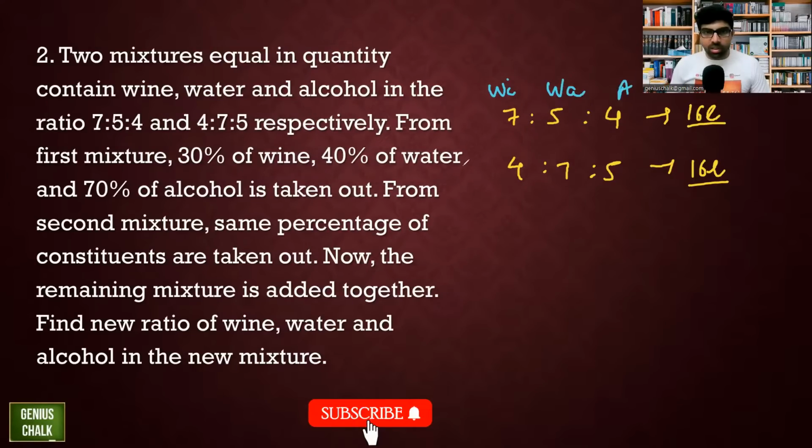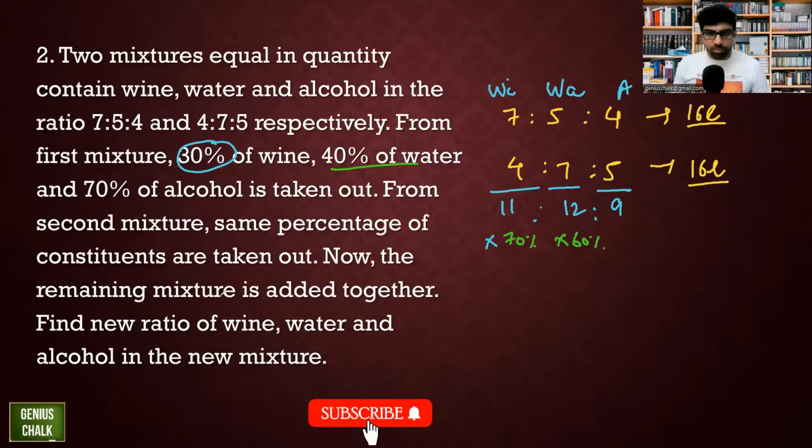Now, from the first mixture, 30% of wine, and the same is happening for both. That means total is 11, total is 12, total is 9, right? From this 30% of wine, that means what I'm left with? Now I'm left with 70% of wine. From 12, 40% of water. That means I'm left with, because I have to find the remaining one.